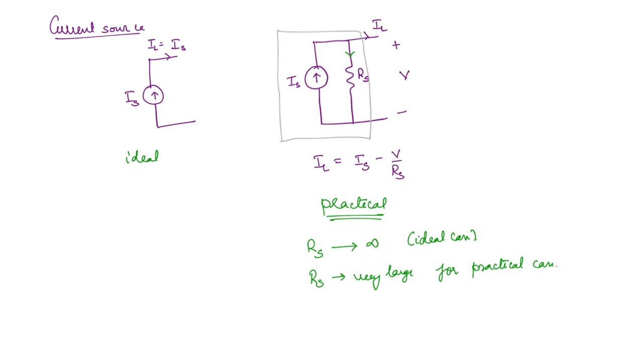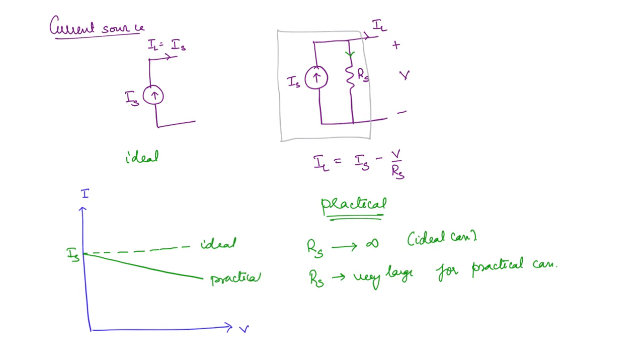Then what about the graphical representation? Once again, here I will take the x-axis as voltage and this as current. For an ideal case, the current delivered is going to be constant at Is, and for a practical case, the current will keep falling as voltage keeps increasing. So this is for the practical source.